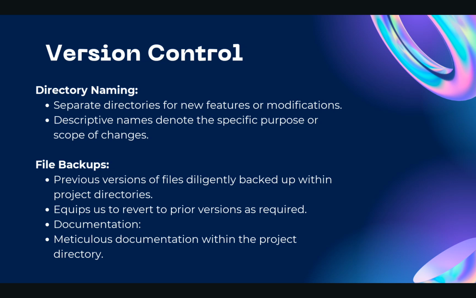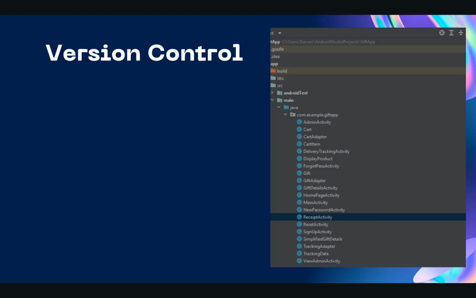And the documentation phase is something that I have meticulously documented within the project directory. This record encompasses details about the nature of the modification, the date of implementation, and I think that's all. So here it shows the directory naming of the version control. As you can see, each name is given according to the scope of the activity. For example, admin activity handles the admin functionality, card activity handles the card activities, and so on.